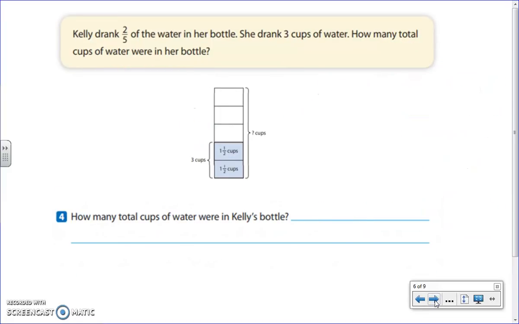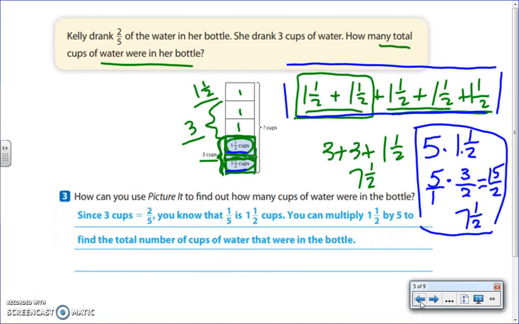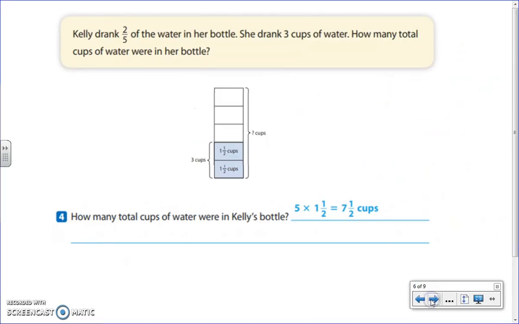It says, how many total cups of water were in Kelly's bottle? So we decided just now that it was 7 1/2. 5 times 1 1/2 equals 7.5 cups. Sorry, I should have put that on the same slide. We decided on 7.5 when we added. If we added it this way, 7 1/2. There are 7 1/2 cups to start before anything was drank out of the bottle.